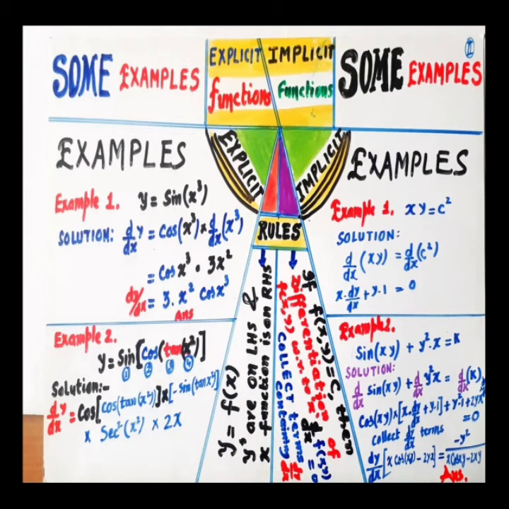Now, I have told you the rules also. On the left side there is y, on the right side there is x. So they are explicit. Now let us go to the implicit. xy is equal to c square, first example. Take the derivative of both sides. So there is a product rule. Leave x, take the derivative of y; leave y, take the derivative of x. Derivative of c square is 0. So from here we can find dy by dx.